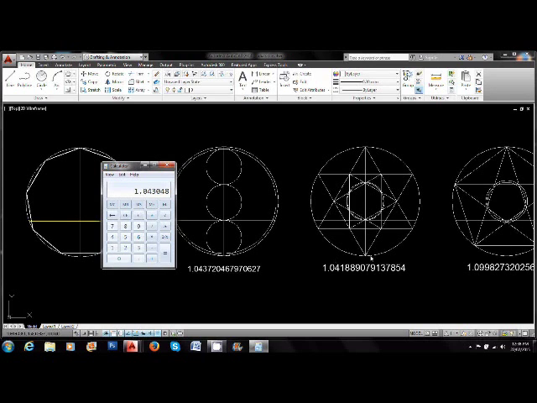1.0437 for hexagonal ratio, 1.0418, and my one is 1.0430. So within thousandths of a percent accuracy. So I thought that was interesting.